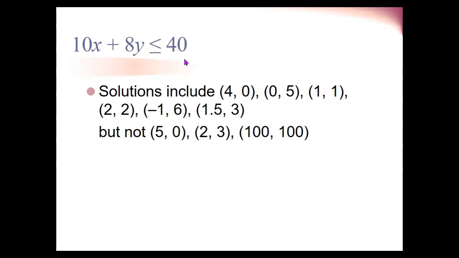It works mathematically. But you cannot afford to buy 5 shirts and 0 caps. That would cost you $50, which is more than what you have. You could not afford to buy 2 shirts and 3 caps. You could not afford to buy 100 shirts and 100 caps.